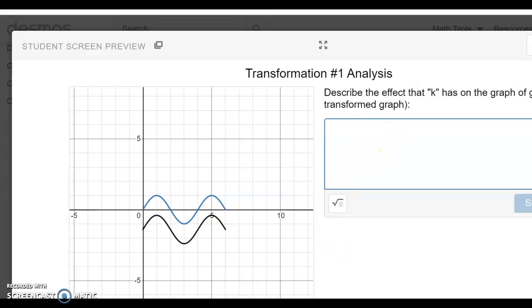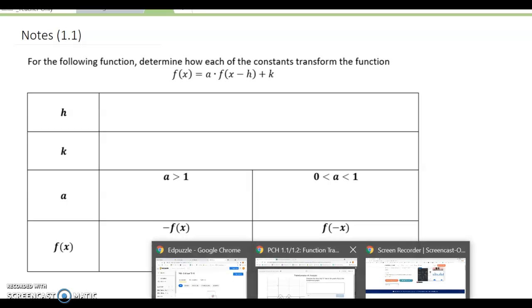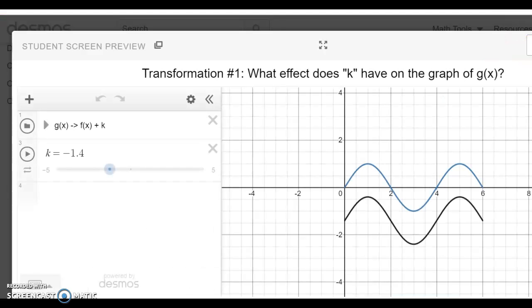What I want to do now is sum up what we discovered during this investigation. In your OneNote, there's a tab titled Notes 1.1. If you need that for any reason to help frame your notes, you can take notes on there, but I definitely recommend creating this table in your notebook. Let's talk about this first transformation that we saw in our investigation.